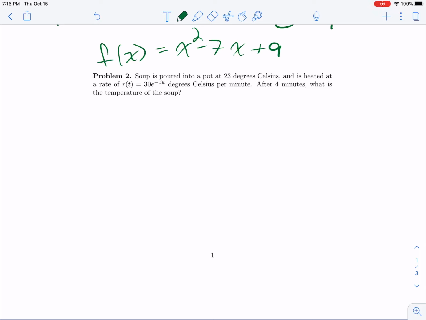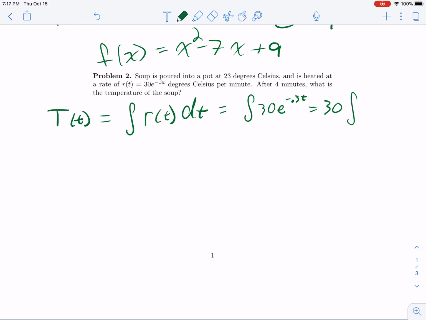So R of t is the rate the soup is heated. So I have that the temperature, I'll use a capital T for temperature, which is a function of time, is going to be the integral of R of t, the rate that is changing, dt, right? How do I get from a rate of change back to the original function? I take the antiderivative. So I need to take the antiderivative of 30e to the minus 0.3t, which is 30 times the antiderivative of e to the minus 0.3t.